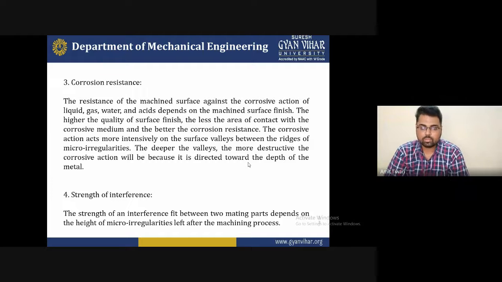Corrosion resistance is most important because many types of corrosion act on the workpiece material and affect the surface finish. There are liquid corrosion, gas corrosion, water corrosion, and acid, depending on the machined surface property. For example, if you are manufacturing a rail, the rail is manufactured from steel. But if the environmental condition is a rainy season, you cannot preserve the rail for a very long time, because it is slowly affected and after some time the material will be completely destroyed.